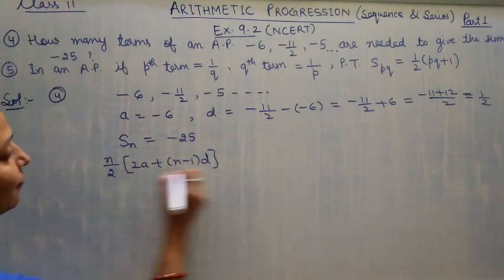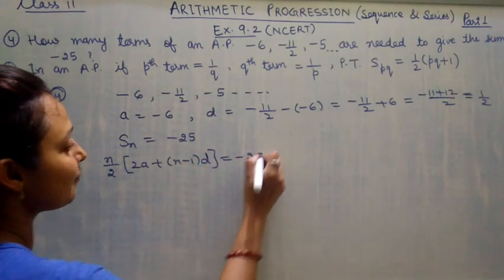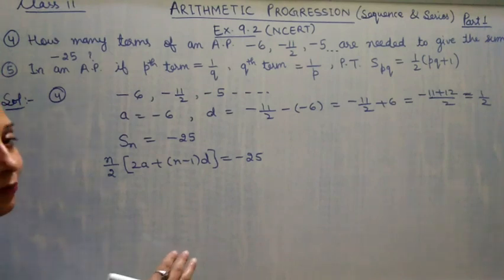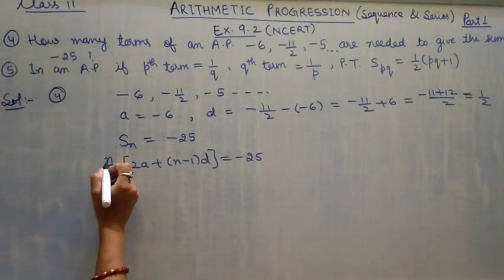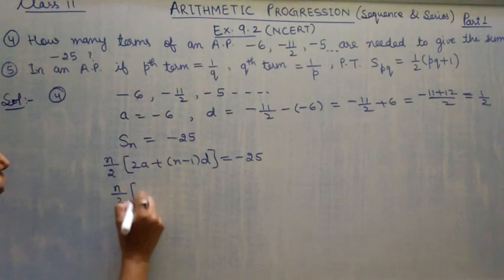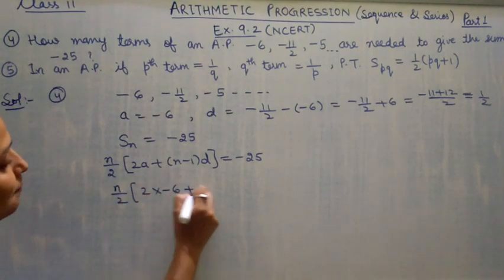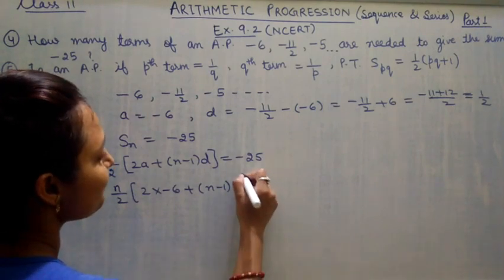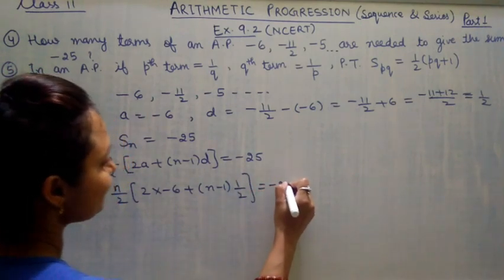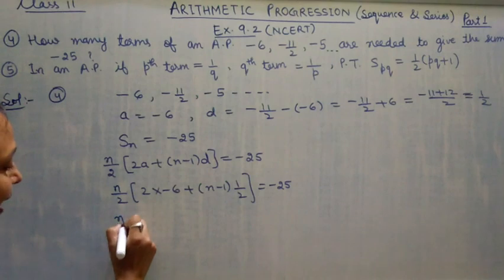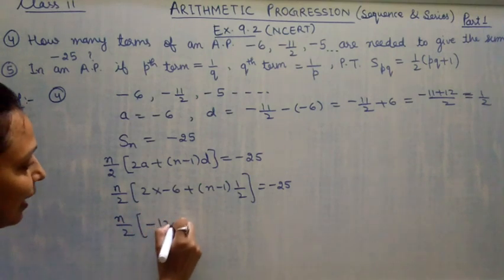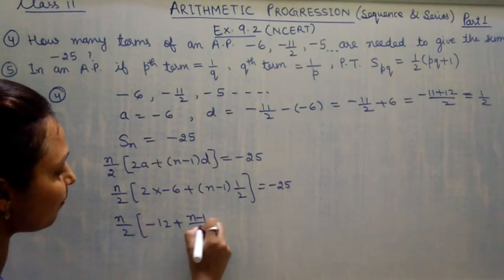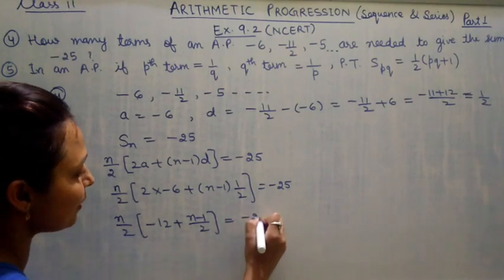I will use this formula because the nth term is not given and the last term is not given. I don't know n. So n/2 times (2 times a, that is -6, plus (n - 1) times d, which is 1/2) equals -25. In the next step, this is n/2 times (-12 + (n - 1)/2) equals -25.